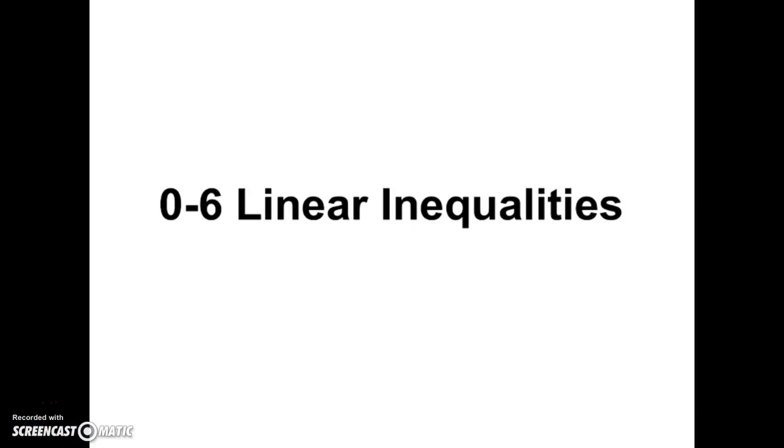Today we're going to be talking about inequalities. First of all, let's identify what an inequality is. We have two key words here. Our first word is linear, with the root word line, and that's telling us that when we graph this, it's going to form a line. Our second key root word here is unequal, meaning not equal. So that means we're not going to see any equal signs in these problems.